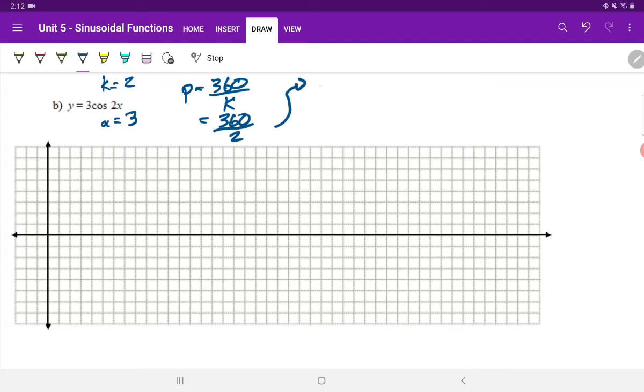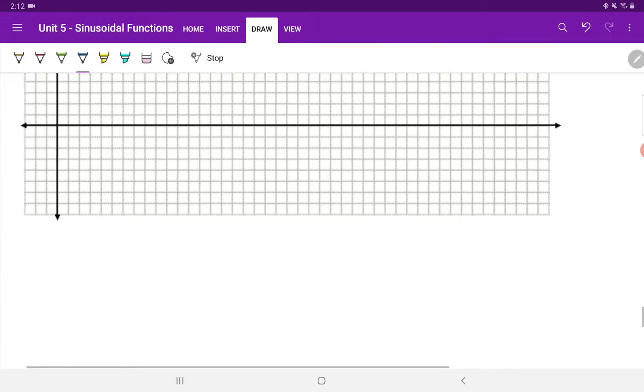So what's happening here? 360 divided by 2, that means our period now is only going to take 180 degrees. So this must be a horizontal compression. Okay, horizontal compression by a factor of 1/2. Okay, so there's my period. My A is simply 3.